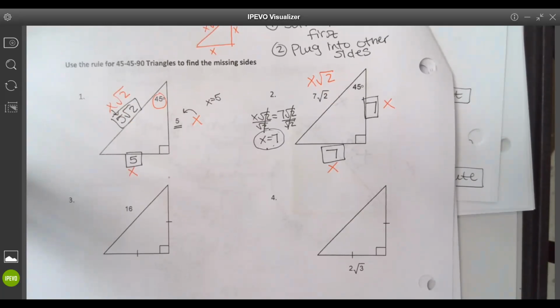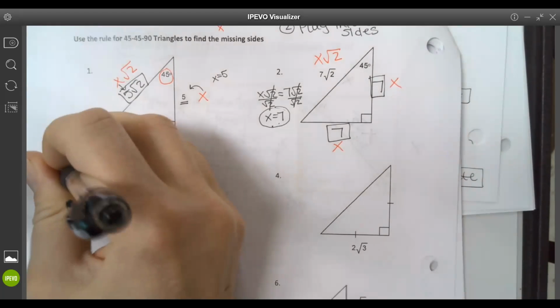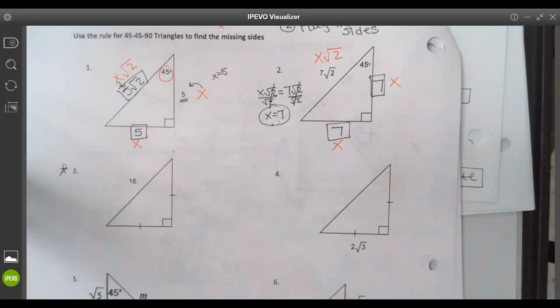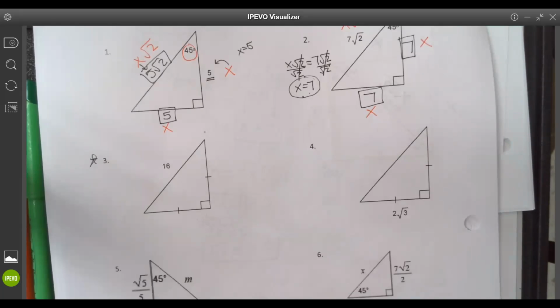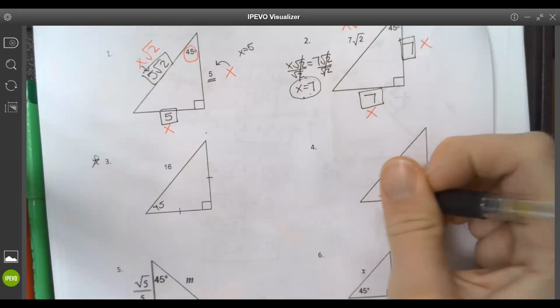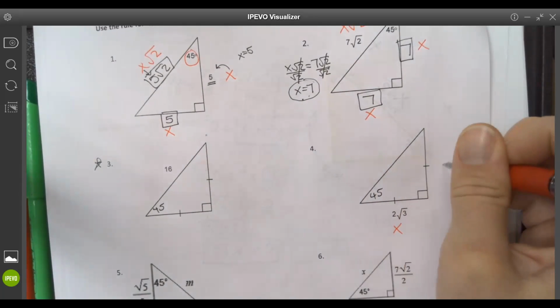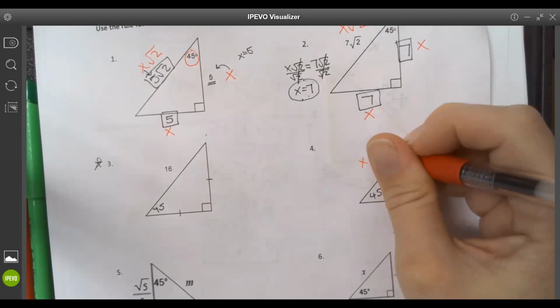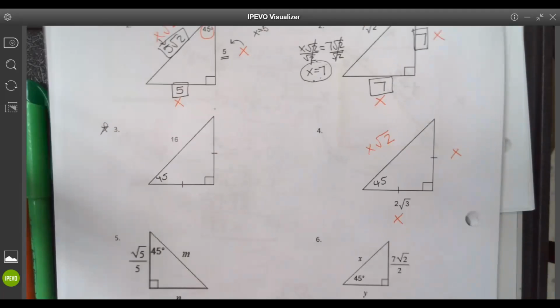Not always quite as simple as that. I decided which one I'm going to do first. Let's do 4 first. Might come back to 3 at the end. Didn't give me an angle here. We're going to just say these are 45, 45, 90s. X, X. So do you need help finding this page? We're in unit 8, right there. That's number 3.